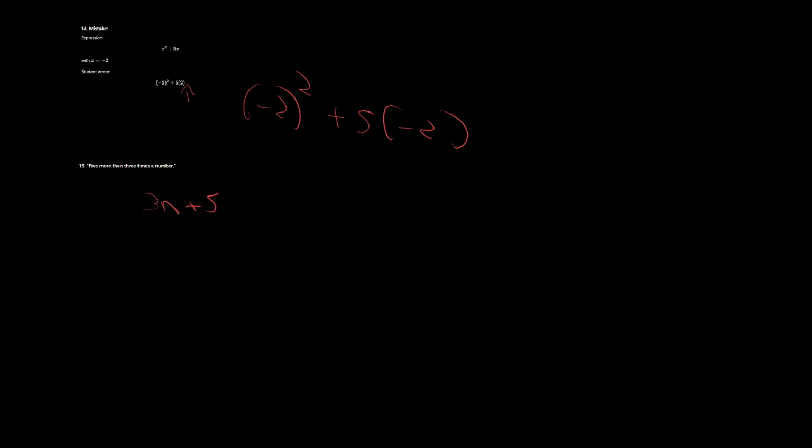Difference between twice a number and 7. So twice a number, so 2n, that's 2 times n, that's twice n. Difference, so minus. You're finding the difference between these two. 2n minus 7.